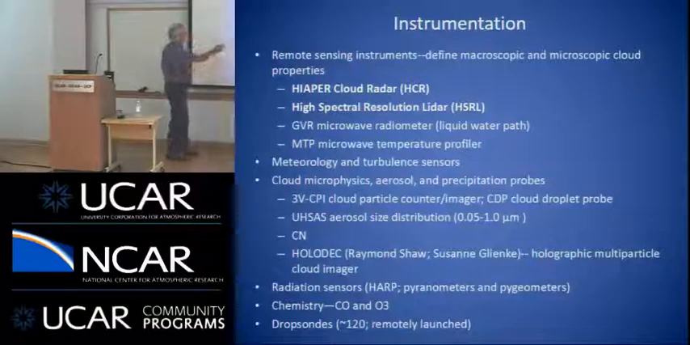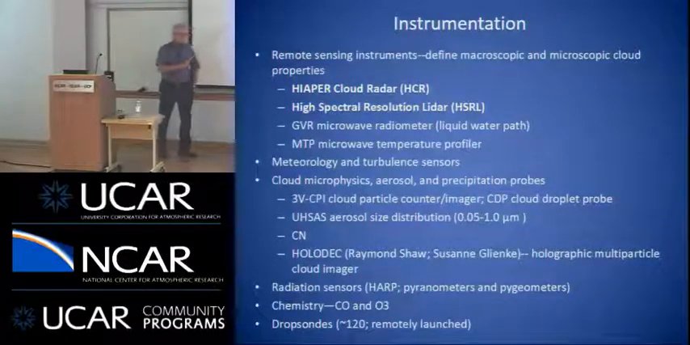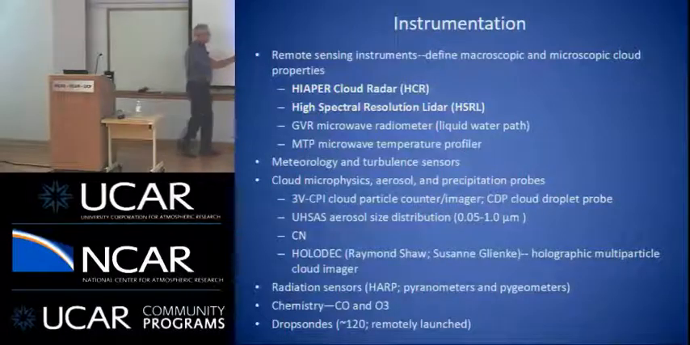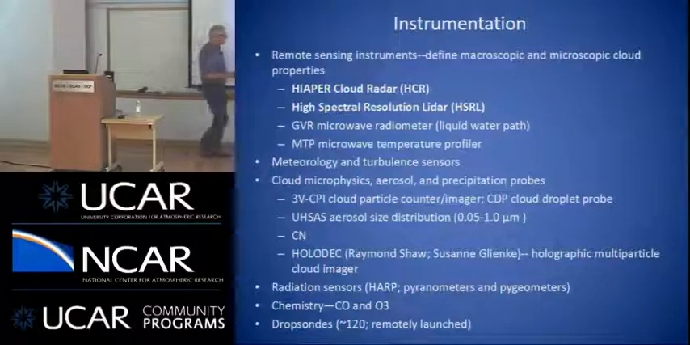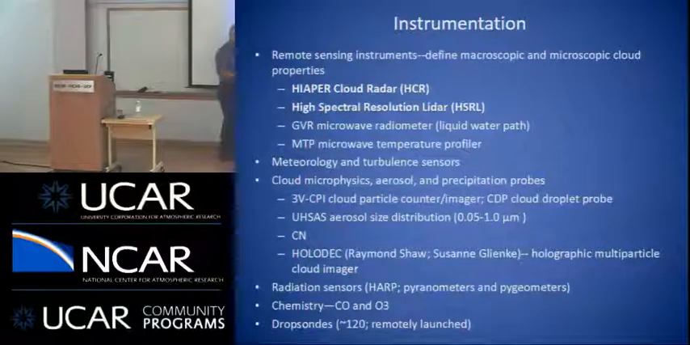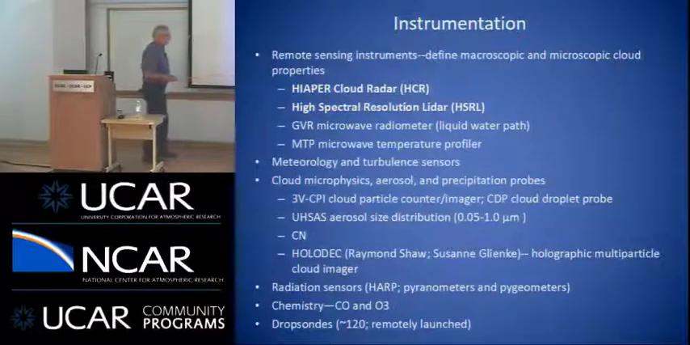There was a microwave radiometer. We had a temperature profiler. We had meteorology, turbulence sensors, the typical cloud physics, aerosol, and precipitation probes, including CN, aerosols, clouds, and precipitation. And there was this instrument, a holodeck, which Suzanne Raymond Shaw was involved in getting us into the program. And it's a holographic cloud imager, so that's a very interesting component there. Radiation sensors, chemistry, CO, ozone, and dropsondes.